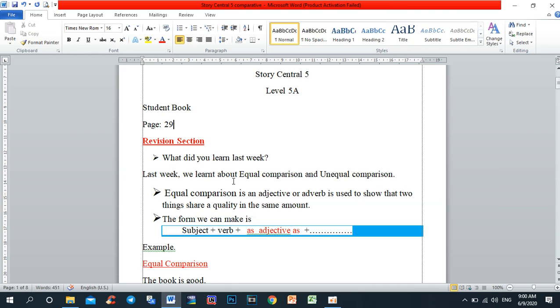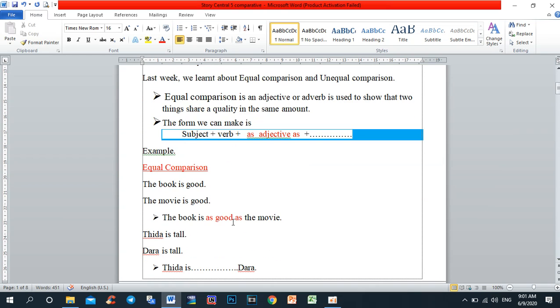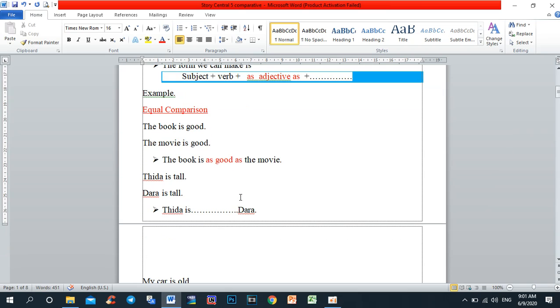Yes, so we learned about equal comparisons and unequal comparison. So what is equal comparison? Equal comparison is when an adjective or adverb is used to show that two things share a quality in the same amount, or we can say that it is the adjective that we use to compare between two things that have the same amount. Okay, so we can form: subject plus verb plus as, adjective, and then as. You can look at the example below.